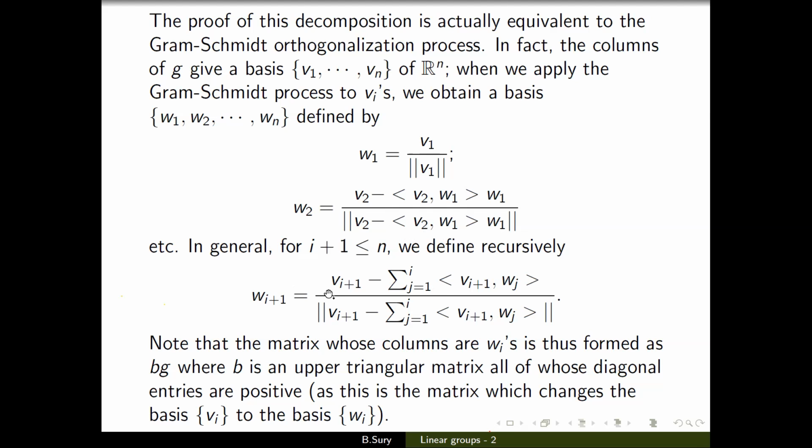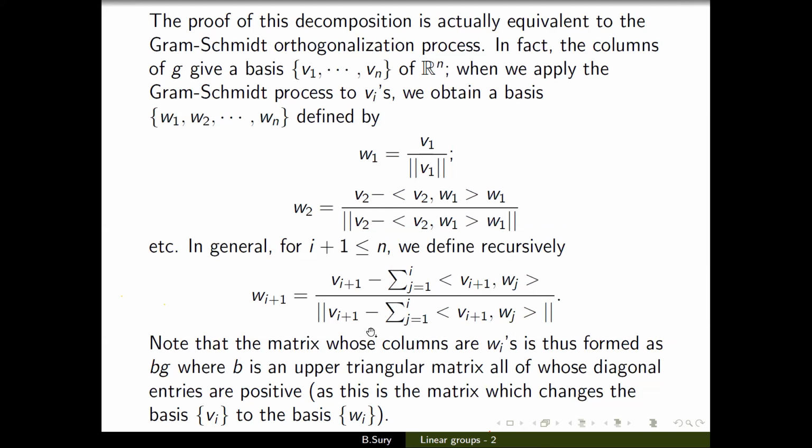So in general, if we have constructed the i-th one, then the (i+1)-th basis vector will be v(i+1) minus the sum over j from 1 to i of this scalar times wj, normalized. So just imagine what this process is. Why I wrote it down explicitly, although it's well known, is that you see this in front of you. What you're doing is changing each vector by a linear combination of previous ones. You're not touching the next ones. Only the previous ones you're touching. And you're normalizing, you're scaling. You're dividing by this norm.